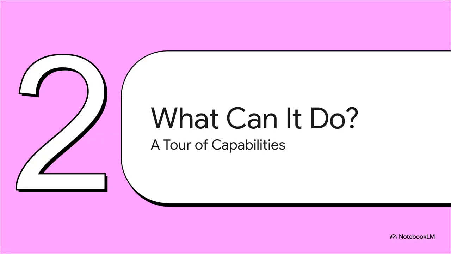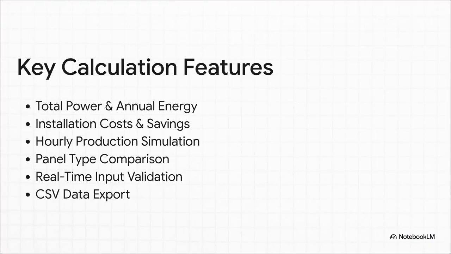Okay, so what can this little pocket consultant actually do? Let's take a quick spin and check out its capabilities. At its heart, you've got this really powerful calculation engine. It starts with the big picture stuff, total power and annual energy. Then it gets into your wallet, estimating costs and savings. But what's really cool is how granular it gets, simulating production hour by hour. And, this is huge, letting you compare different types of panels. And features like real-time validation and CSV export just make the whole process clean, accurate, and practical.